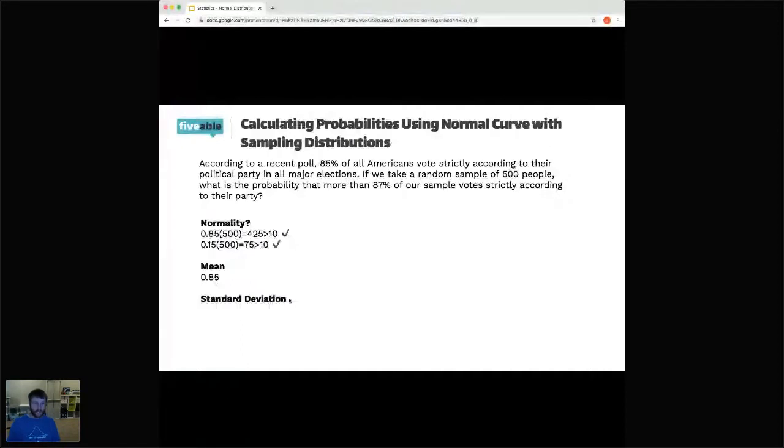Your standard deviation, you would do your formula, 0.85 times 0.15 divided by 500. That's your sample size. Take the square root, 0.016.